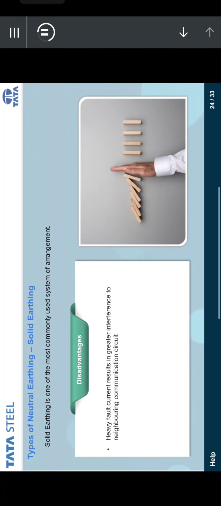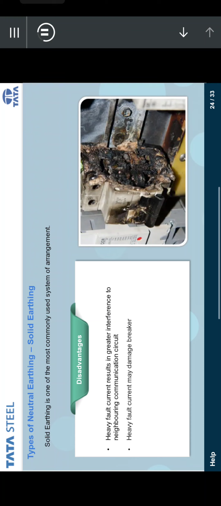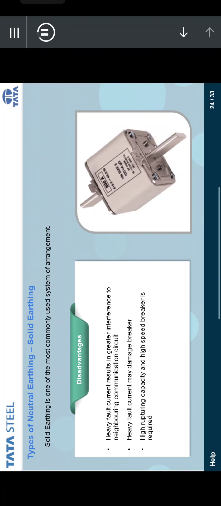However, solid earthing has its disadvantages as well. Let's take a look. The first disadvantage is that heavy fault current results in greater interference to neighboring communication circuits. Further, heavy fault current may damage the breaker. Another disadvantage is that for this system, a high rupturing capacity and high-speed breaker is required. Let us move on to learn about resistance earthing.